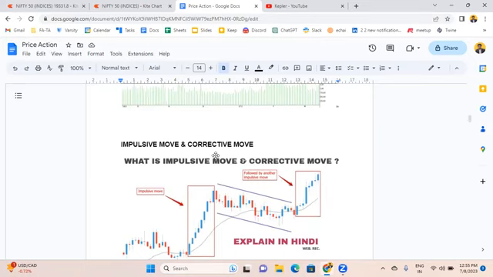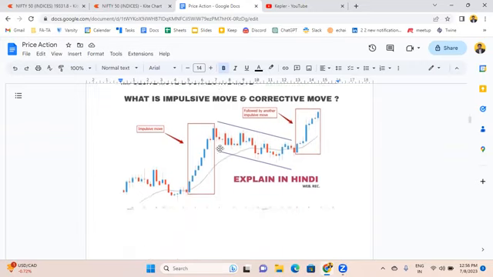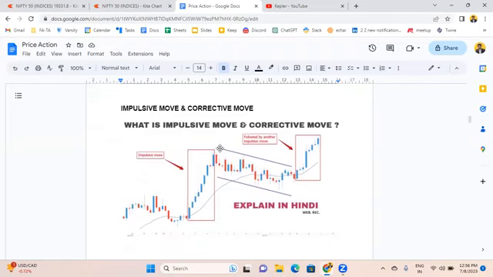Price action is a very deep subject, right? It can't be learned in a day or two, because until and unless you practice and read the price action on the charts, I don't think you will master the price action theory. So let's begin with the first topic.